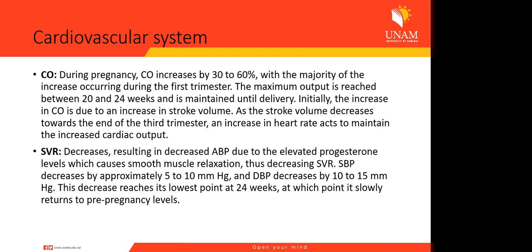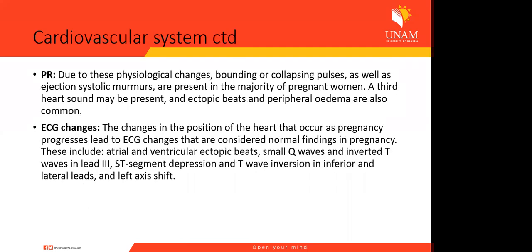Note that this decrease in blood pressure, all right, reaches its lowest point at 24 weeks, at which point it slowly begins to return to the pre-pregnancy levels, especially in normotensive pregnant patients. All right, the pulse rate, there are a lot of changes in the pulse rate. You can have bounding or collapsing pulses, and you may also have ejection systolic murmurs, and these are common physiological changes in pregnancy. Sometimes there may be an added heart sound, and ectopic beats and peripheral edema are also common.